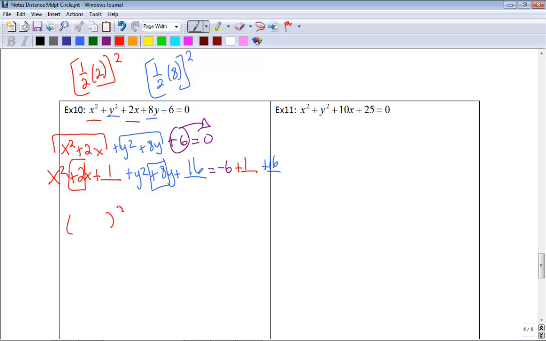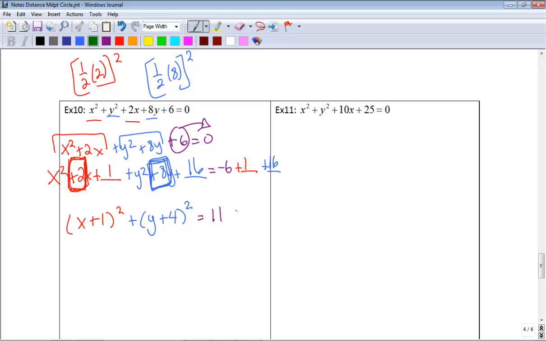Okay, let's factor. This is going to factor as x, and then whatever half of 2 is, well, half of a positive 2 is a positive 1. Quantity squared, and now plus. Same thing here. We need to have something squared. Well, it's going to be the variable, which is y, and then half of this term, well, half of 8 is 4, so y plus 4, quantity squared. Add the right-hand side, -6 plus 1 plus 16 gives a positive 11.